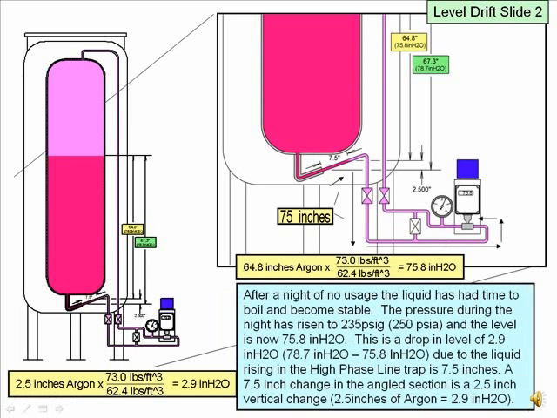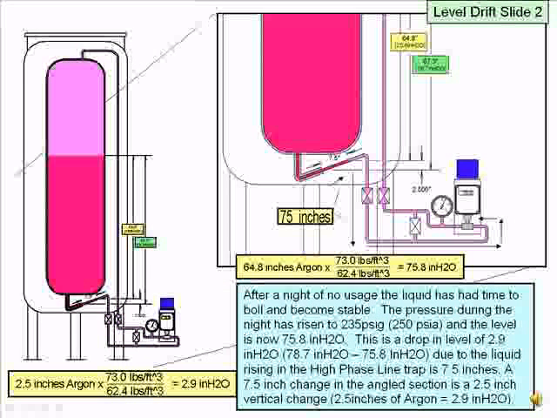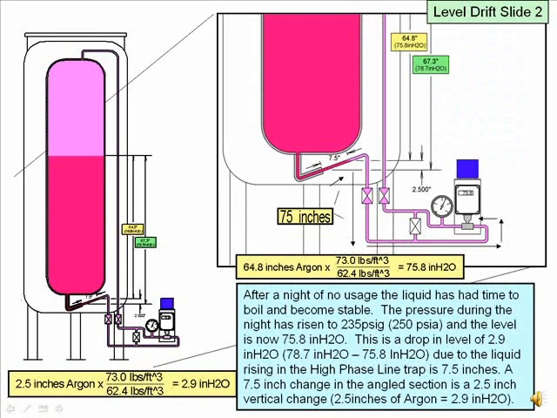As described in the previous slide, the tank ended the day in a light boiling mode. During the non-usage, the tank's pressure will rise until the liquid has resaturated, and the tank pressure has risen to that saturation pressure. In this example, the tank pressure rose to 235 psi gauge pressure. 210 psig to 235 psig is approximately a 10% change in pressure.